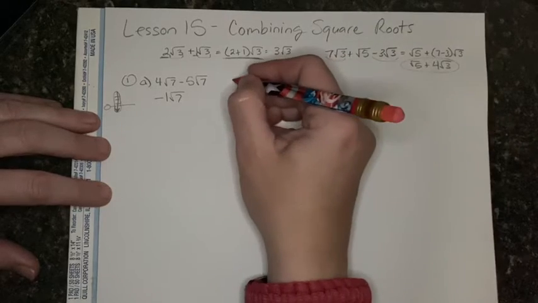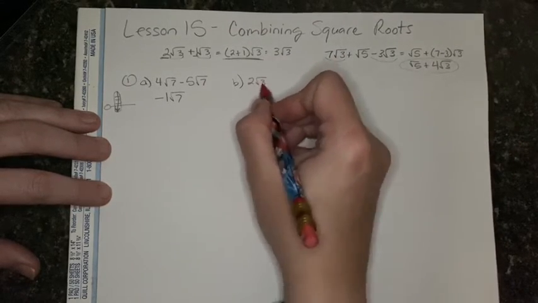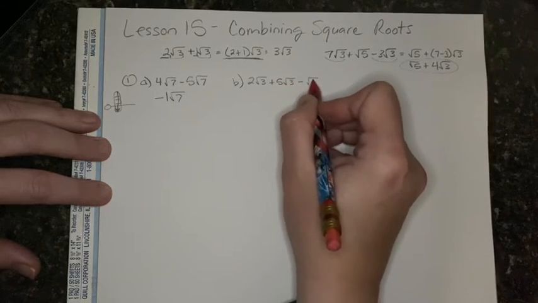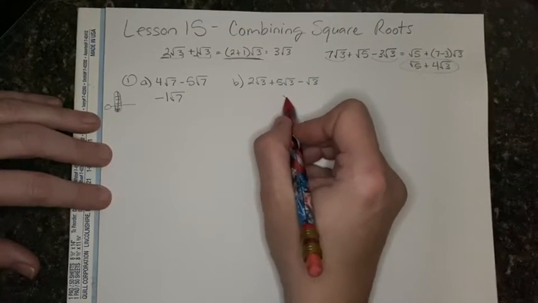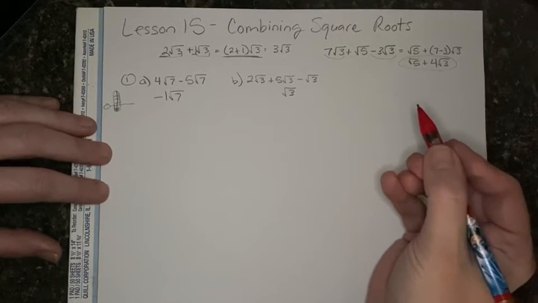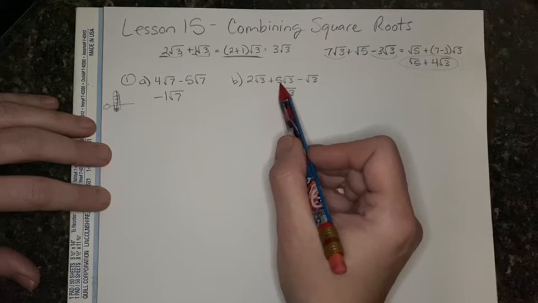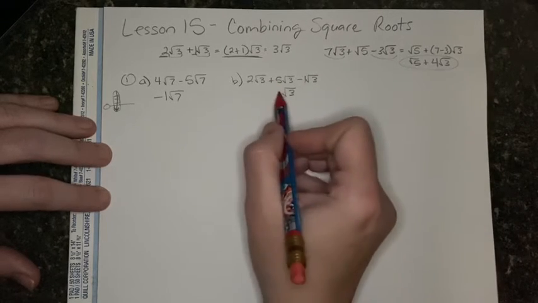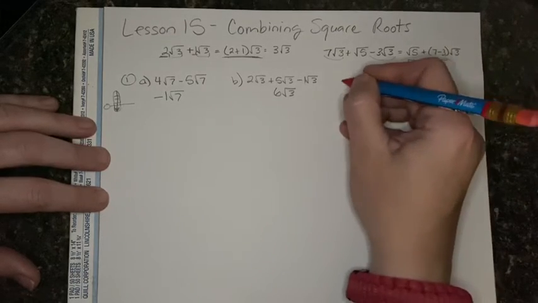Part B for number 1. 2 times the square root of 3 plus 5 times the square root of 3 minus the square root of 3. These are all like numbers. They all go together, so our ending answer is going to have a square root of 3 in it. 2 plus 5 is 7. 7 minus 1, remember we've got an invisible 1 here, is 6. So our answer is 6 times the square root of 3.